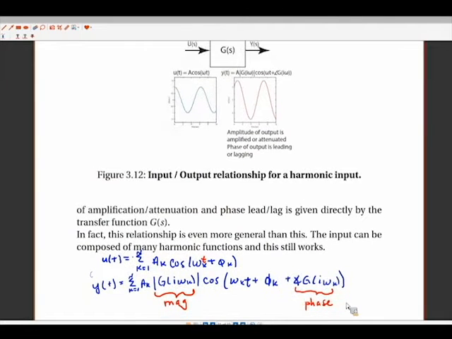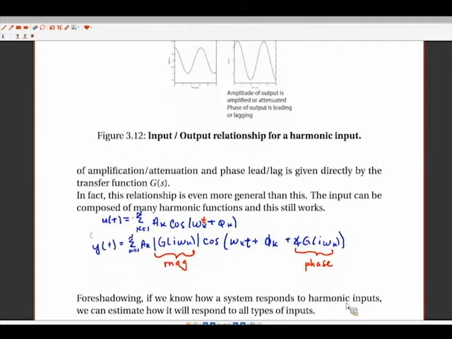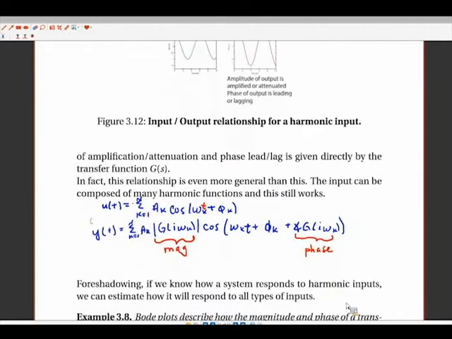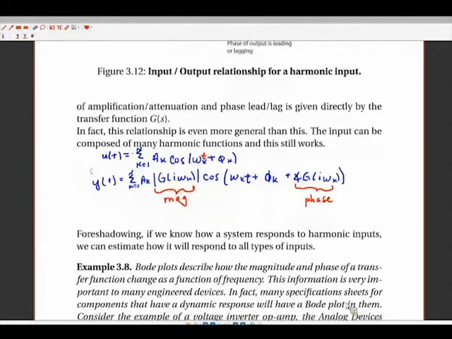Okay. So this is just a really basic relationship of linear systems. How we plot this information in terms of magnitude and phase is what we call a Bode plot. So this should be definitely review. Hendrik Bode, the namesake of the Bode plot.